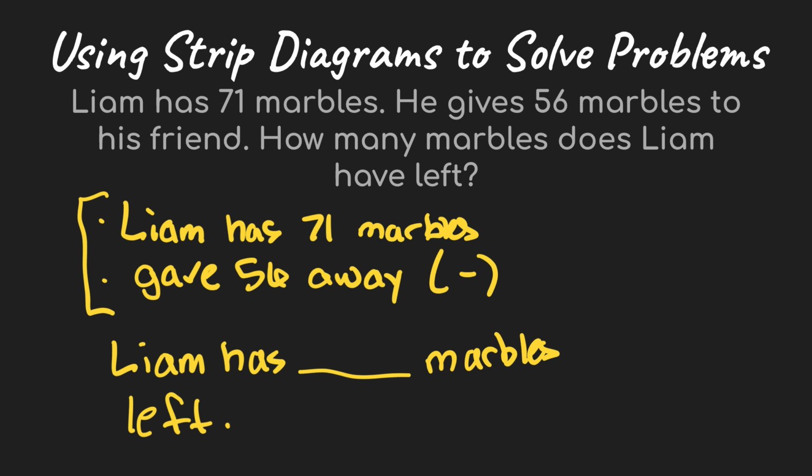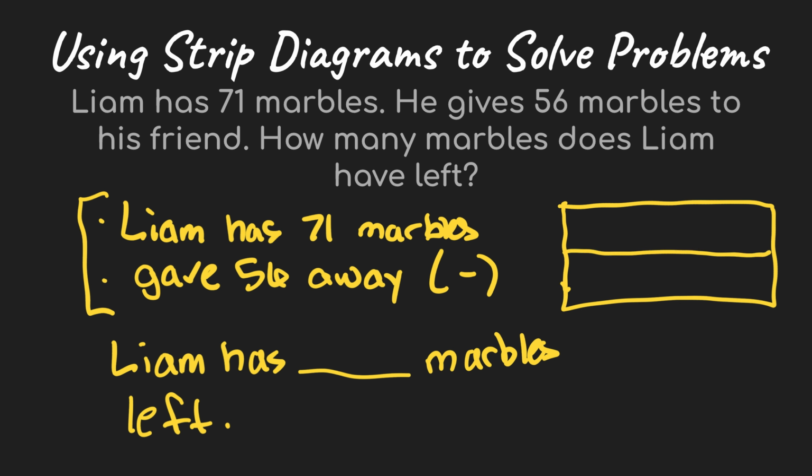So we write our important information, we write our sentence, and then our next step is to make a strip diagram or any model, but since this video is on strip diagrams, that's how we're going to do it. I use them a lot in my class. I traditionally put the total on top. Do we have a total in this case? I think Liam started with 71, so that's going to be our total. He gives 56 away, so that's going to be one of our parts. And then we're looking for how many marbles he has left, so maybe I'll put M for marbles.